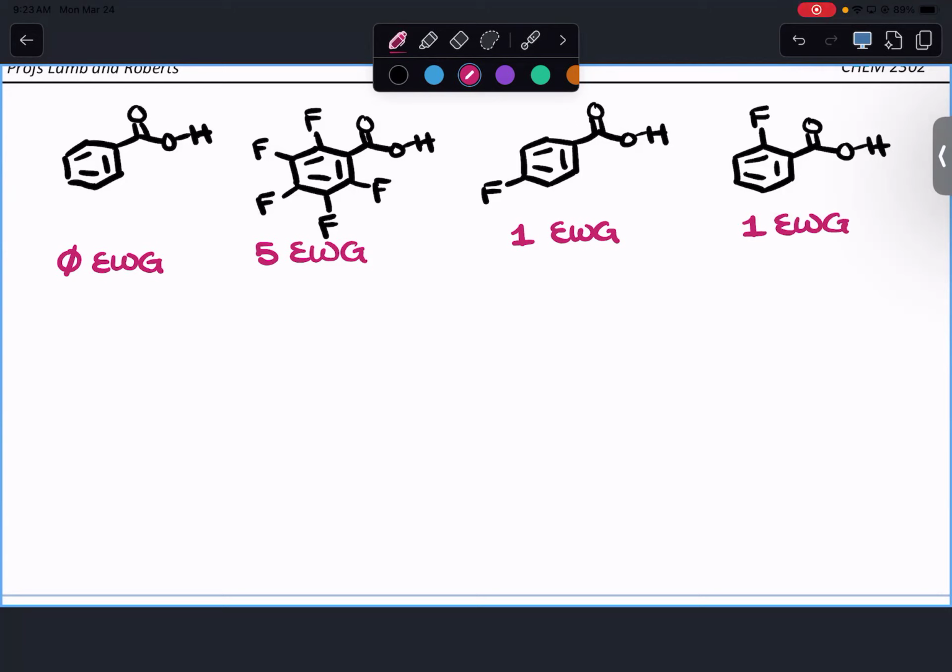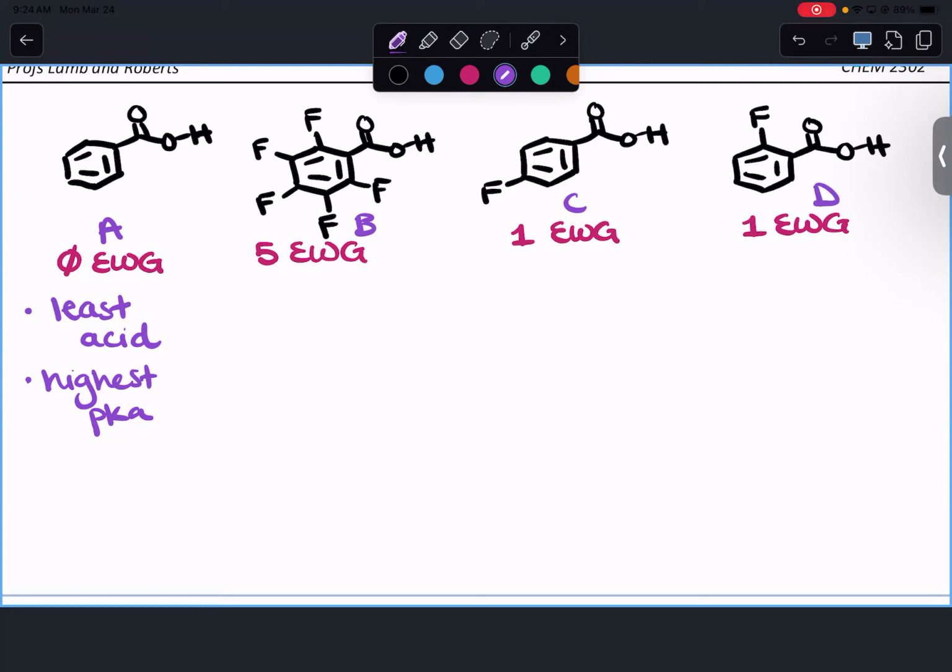So in thinking about the presence of an electron withdrawing group, we just discussed that if there is an electron withdrawing group, that will lower the pKa a little bit, okay? So that means that with no substituents on the benzoic acid, just regular benzoic acid will be the least acidic and it will have the highest pKa. All right, I'll label this A, B, C, and D.